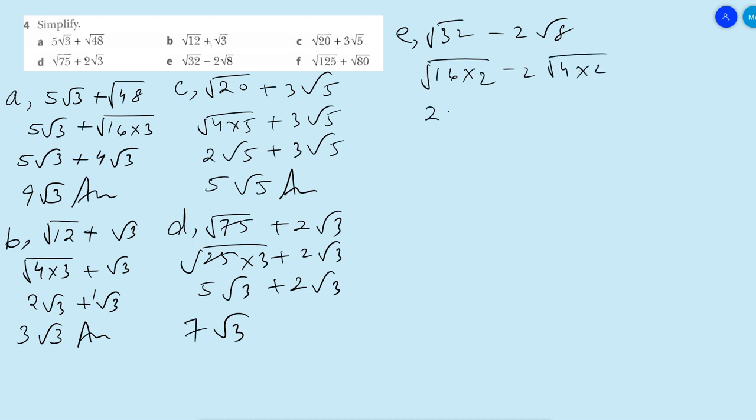The square root of 16 is 2, 2 root 2. Square root of 4 is 2, and this 2 can multiply by the outside 2 which is already present. So 2 root 2 minus 2 2 is 4, 4 root 2. 2 root 2 minus 4 root 2.